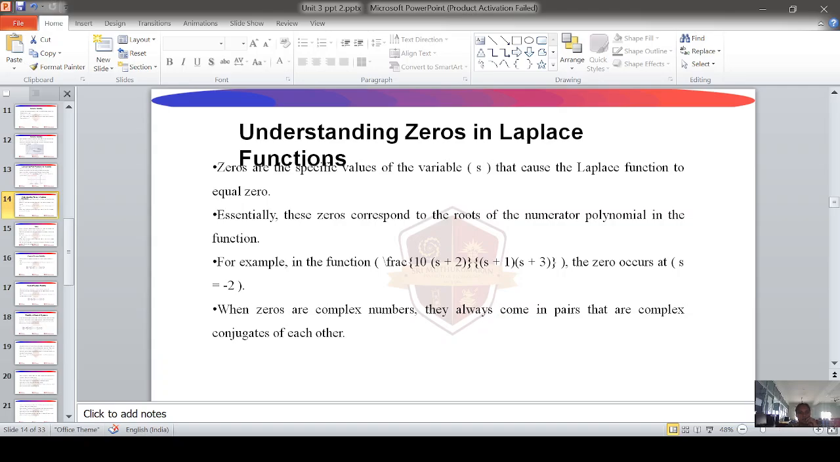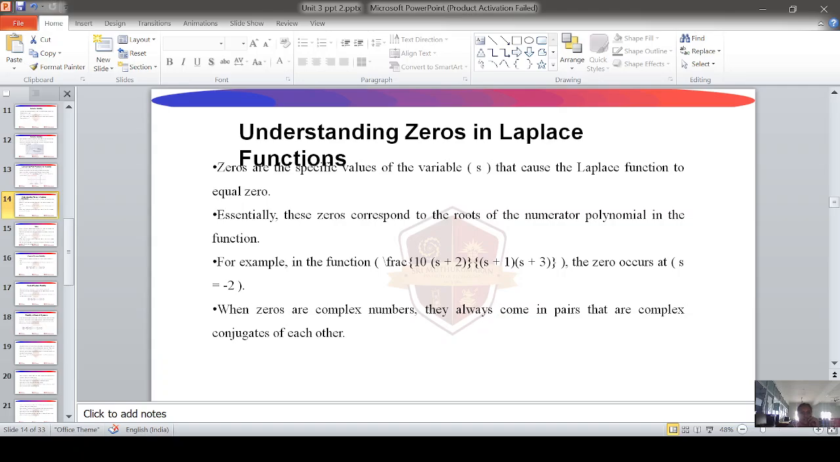Then understanding zeros in Laplace functions. Zeros are the specific values of the variable s that cause the Laplace function to equal 0. Essentially, these zeros correspond to the roots of the numerator polynomial in the function. For example, in the function 10 divided by (s plus 2)(s plus 1)(s plus 3), the zero occurs at s equal to minus 2, z1 is equal to minus 2, z2 is equal to minus 1, z3 is equal to minus 3.